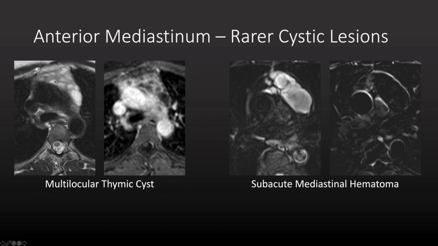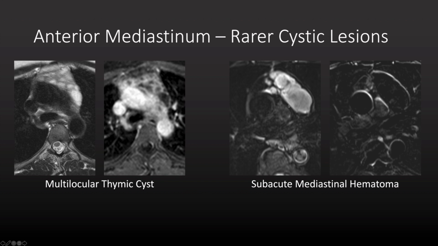And it's just composed of numerous small cysts with intervening normal enhancing septations. Typically, you won't see nodular enhancement in these lesions. So if you see something that looks like this, you can suggest the diagnosis of multilocular thymic cyst. These will often go to resection just to prove that that's what they are, but they are benign.